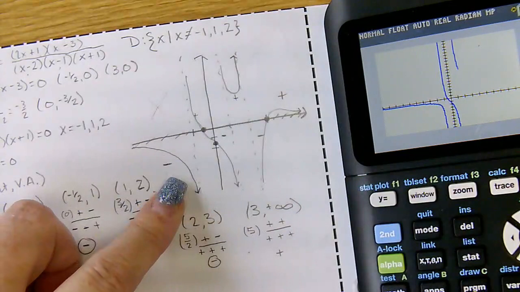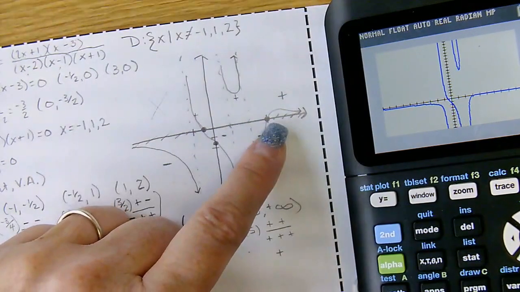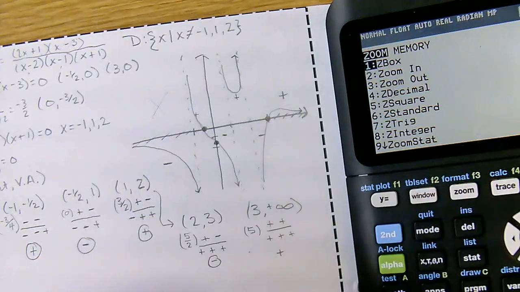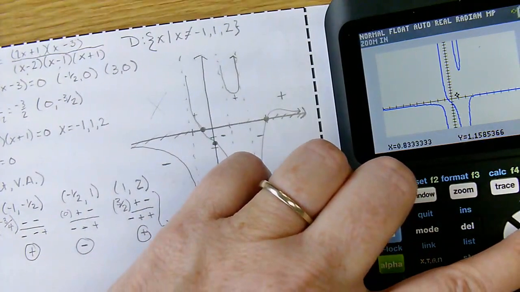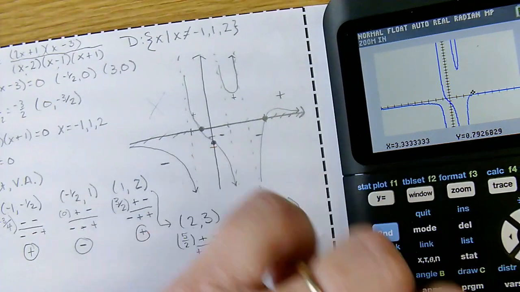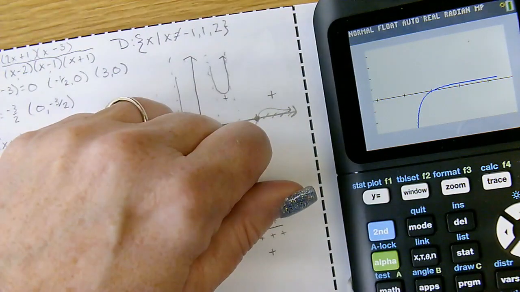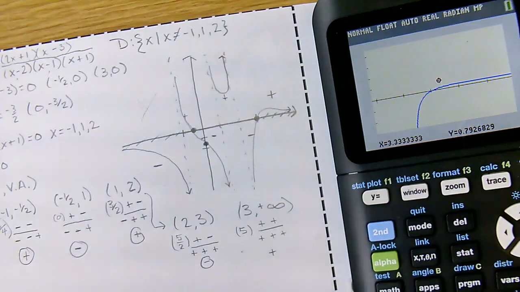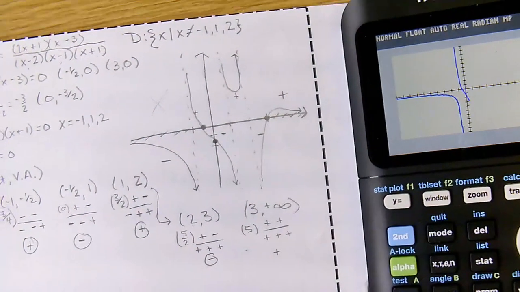Okay, first chunk, second chunk, third chunk. There it goes. And if you wanted to see what's happening here a little bit better, you could hit zoom and number 2 for in, and then move my cursor. See, I'm moving my cursor over here. I want to know what's happening right here on my graph. So I hit enter, and it's going to show me what happens right there. It comes up, and then it goes back down. Okay, so make sure you're graphing and comparing your answers.